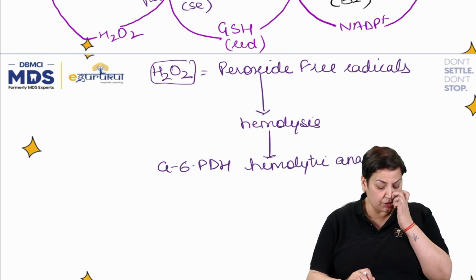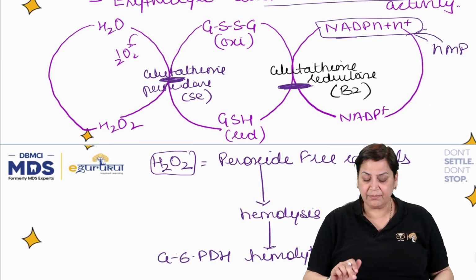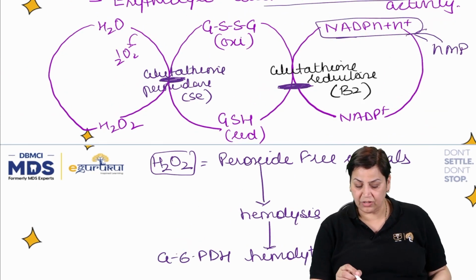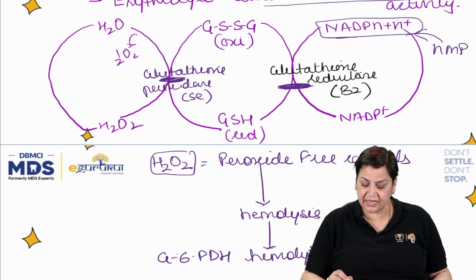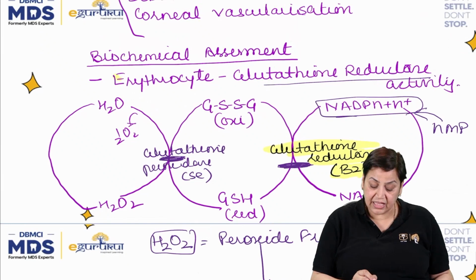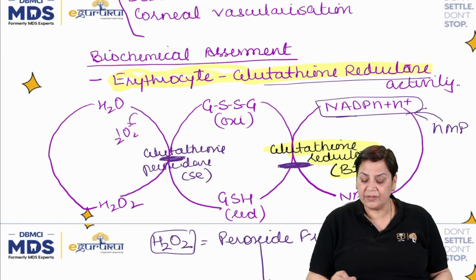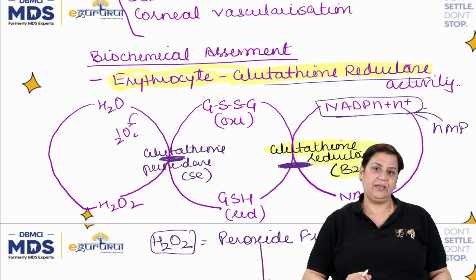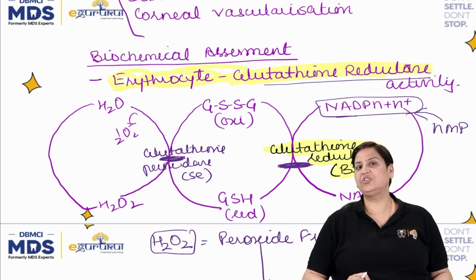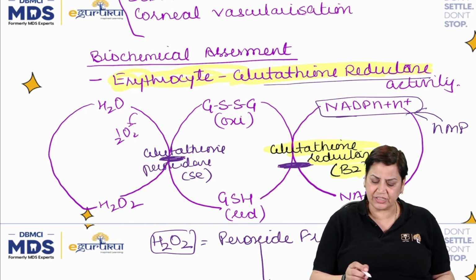And the most important role played here is by B2. So that is why it is written here that glutathione reductase activity will be checked in the erythrocytes, and it will be a measure of B2 activity. So always remember, these two are very, very important questions which have been asked.